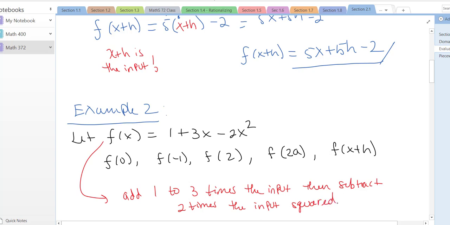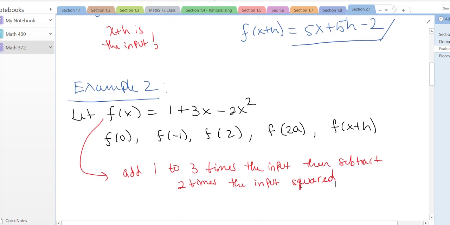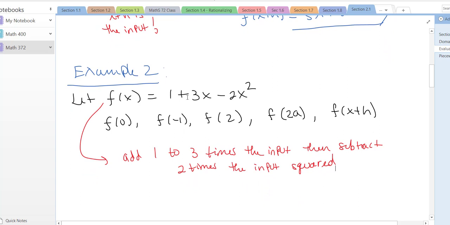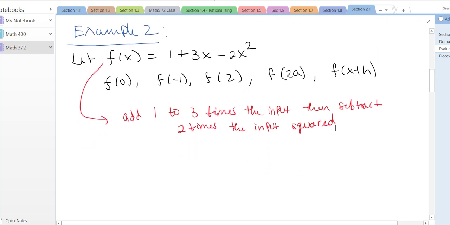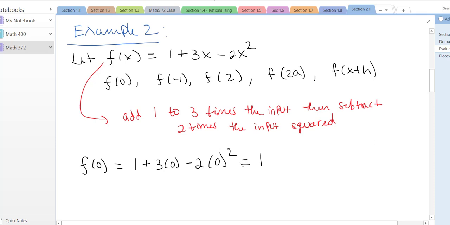So that's one way that you can think of it. Okay, in words, what am I doing? I'm adding 1 to 3 times the input and then subtracting 2 times the input square. So let's try it. For f of 0, I'm adding 1 to 3 times the input and I'm subtracting 2 times the input square. So this I just get 1.